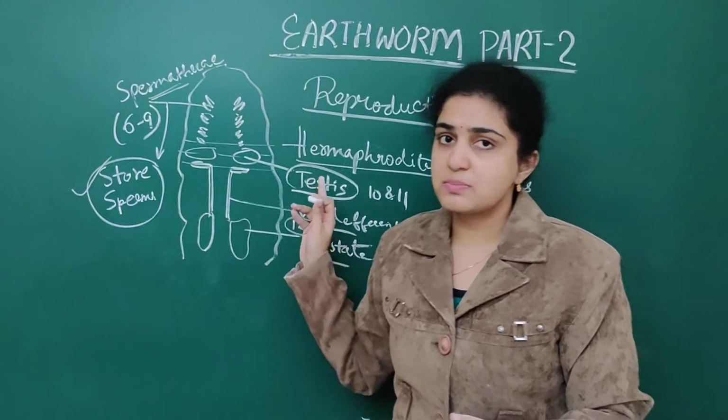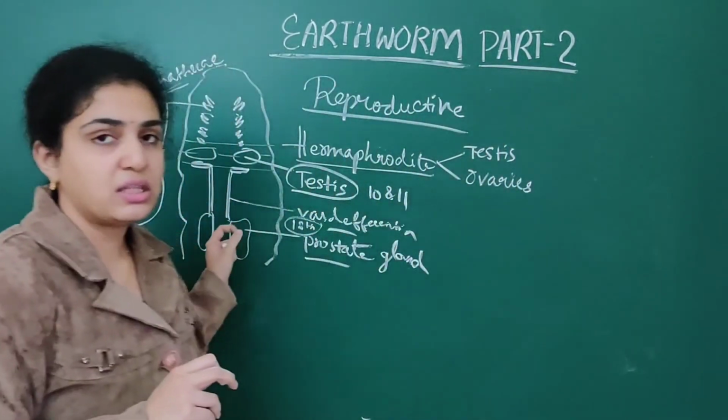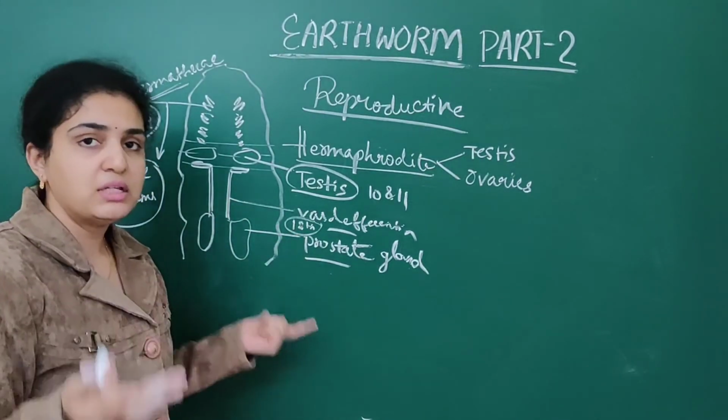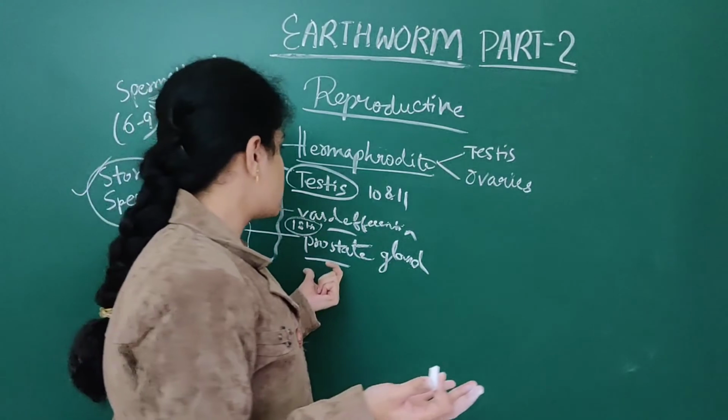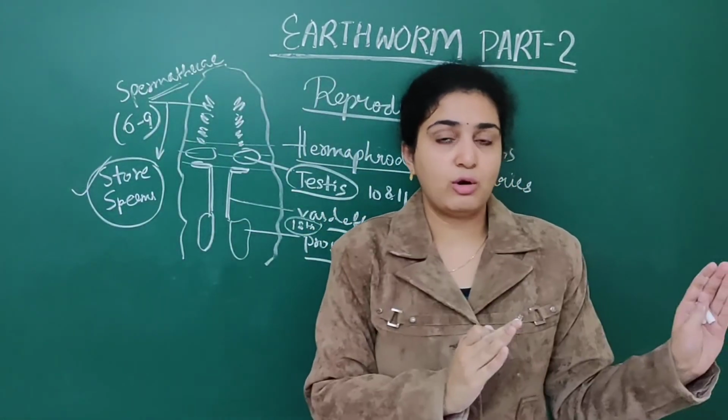The testis is present in the 10th and 11th segments. Vasa differentia, thin long tubes, extend up to the 18th segment, and they in turn open into the prostate gland. Now this is about the testis as well as the male organs.